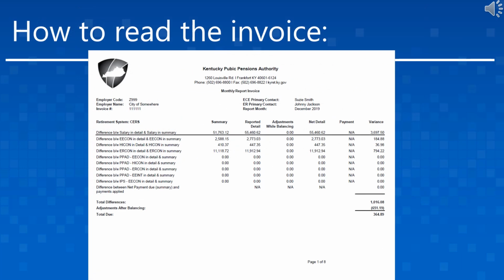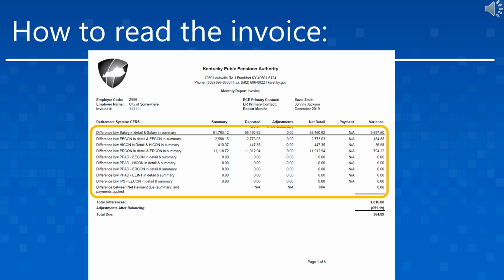The monthly reporting invoice starts with the general information for the invoice, including the employer name and code, the invoice number, the primary KPPA contact, and the report month. The report month date is a month behind the creation date of the invoice, unless there is an instance of an overdue monthly report being submitted out of sequence.